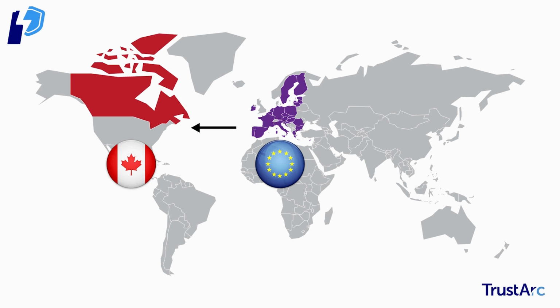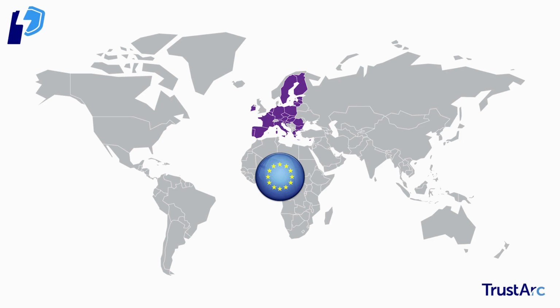So, data transfers from the EU to Canada. Canada is an adequate country based on the privacy regulations that exist in Canada. So data transfers can happen without additional effort. The EU-US Data Privacy Framework is a type of limited adequacy. It grants companies that certify to the Data Privacy Framework the ability to transfer data from the EU to the US.